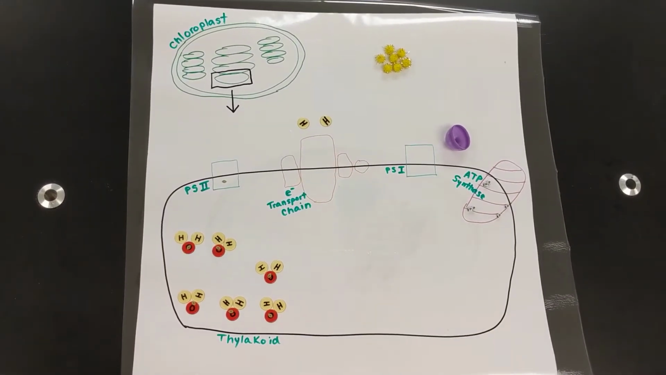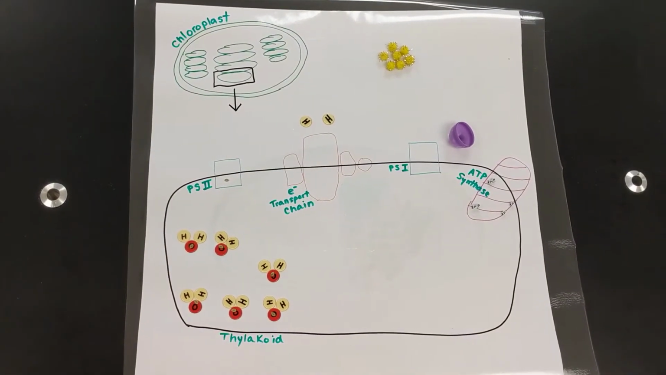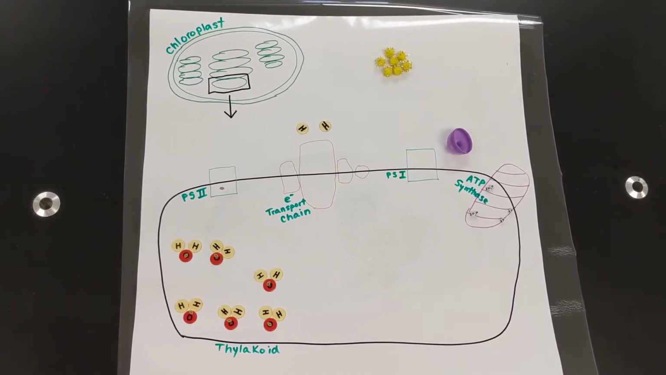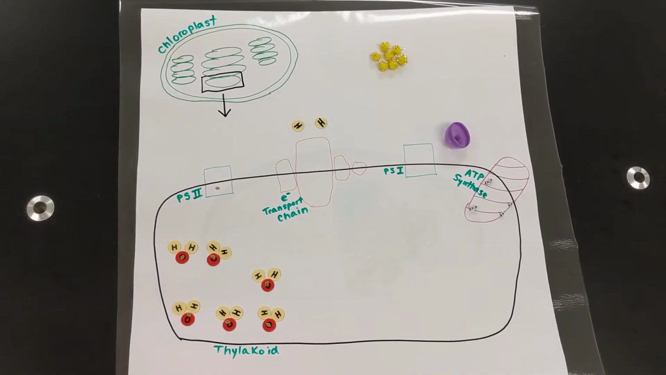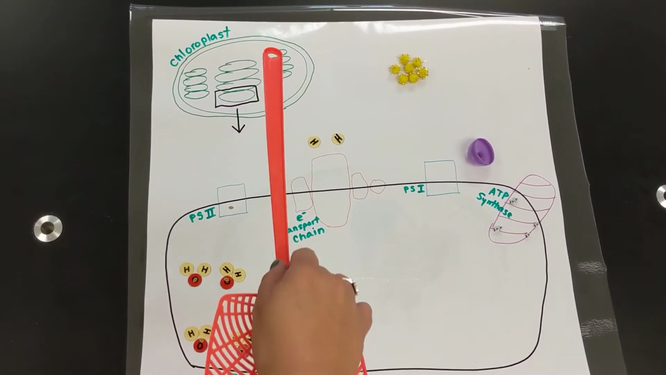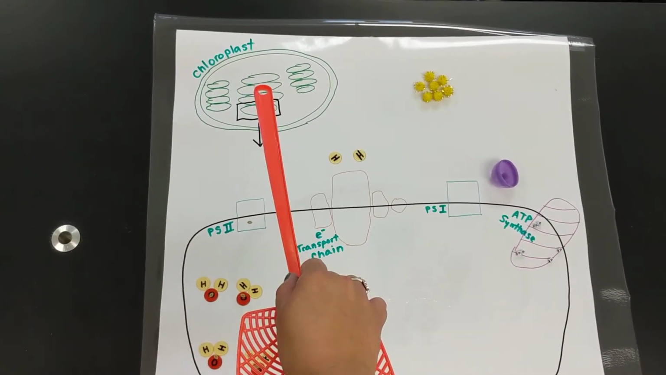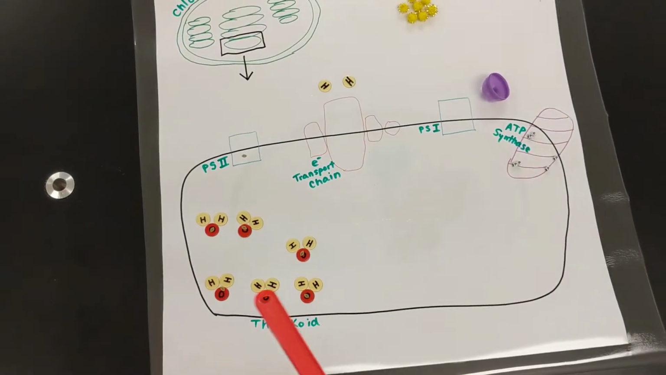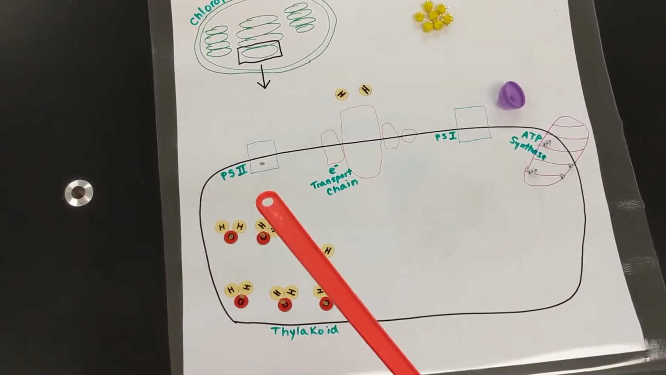Hello! Today we're going to talk about photosynthesis, specifically step 1, the light-dependent reactions. The light-dependent reactions occur in a chloroplast, and I drew a rectangle around one thylakoid. So this zoomed out thing right here is one thylakoid.